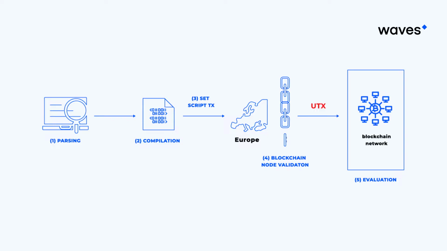Using that compiled code, we have to generate a set script transaction. So we will get some JSON with different fields, and one of those fields is a script, the compiled version of the script. After that, when we have that JSON, we have to send it to at least one node, and that node will validate our transaction. Only if validations are done, only if everything is correct, this node will propagate it to all other nodes. And eventually, at some point, the next block producer will add our transaction to the block.